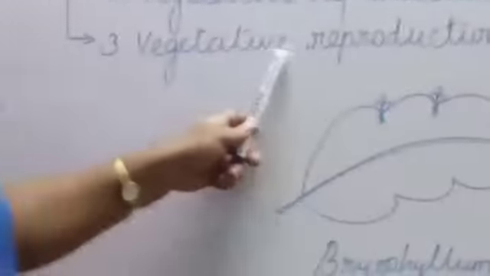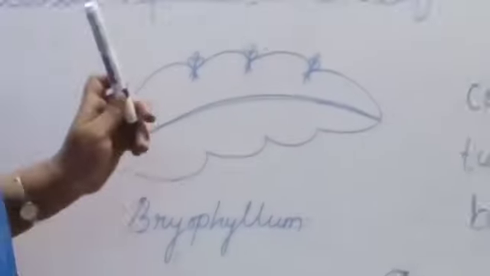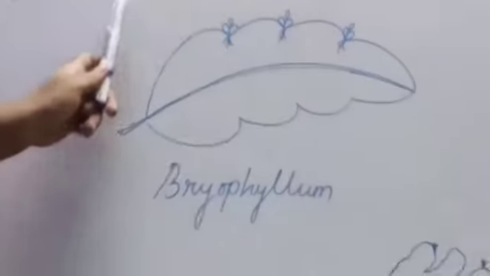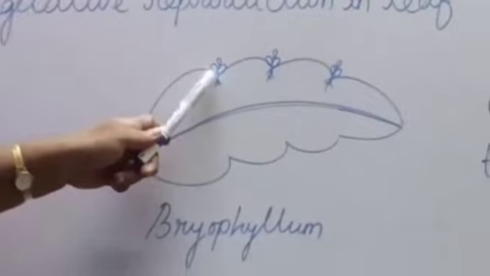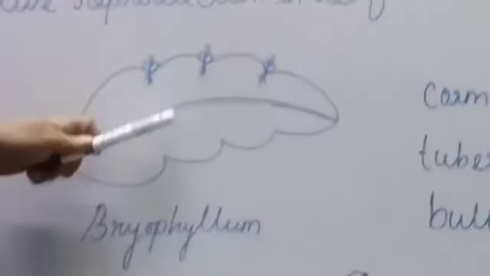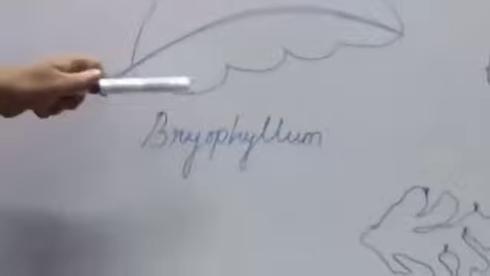Vegetative reproduction in leaf. In some plants, adventitious buds develop on their leaves. These adventitious buds are produced in the margin of the leaf. These buds are detached from the mother plant and develop into new individual plants. Example, Bryophyllum.